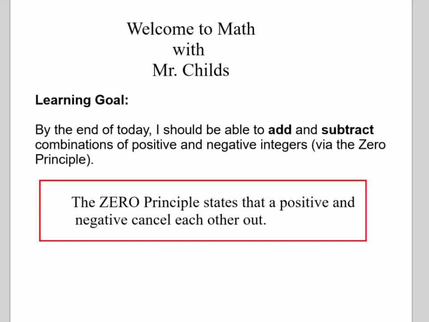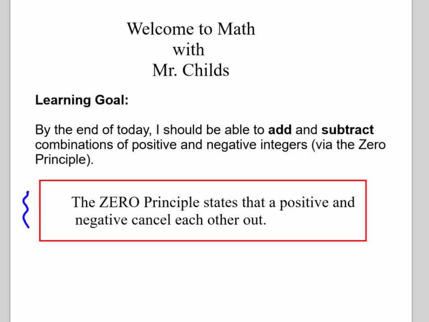Okay, so welcome to Maths with Mr. Childs. So our goal for today, I want to be able to add and subtract combinations of positives and negative integers via the zero principle. So you can see right here, the zero principle states that a positive and a negative value cancel each other out as long as they're of the same magnitude.